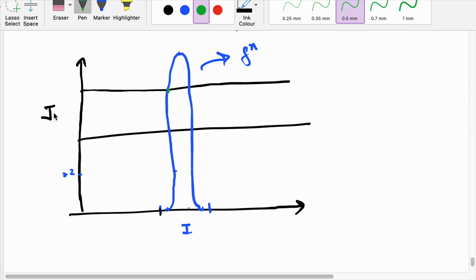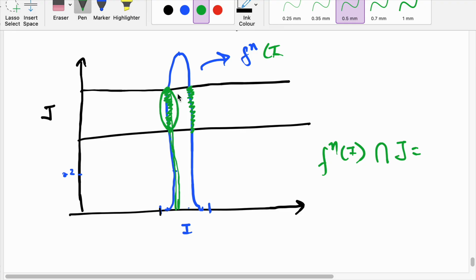So here this j, how many points does it contain. From here to here, these are points of fn of I. Suppose these are iterates of a tiny interval of this, and here also again these points belong to j, and are also part of fn of I. So fn of I intersect j, I will get these many points, and these many points. So this is not equal to empty set.